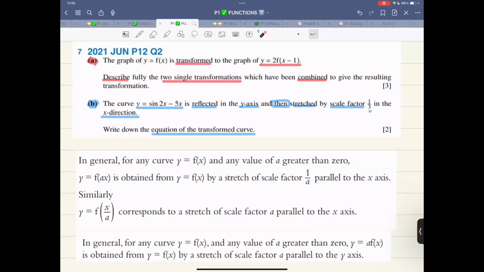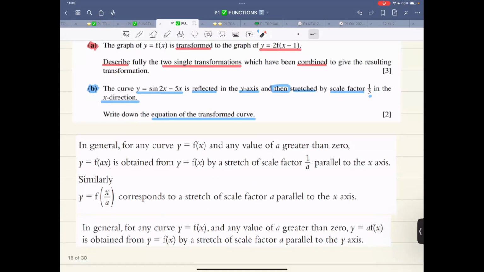So now people, let's look at this question. First of all, the stretch thing needs to be emphasized a bit more. If I talk about this in general for any curve y equals f(x) and any value of a greater than 0, y equals a f(x) is obtained from y equals f(x) by a stretch of scale factor a parallel to the y-axis.